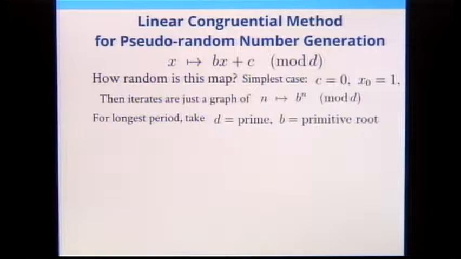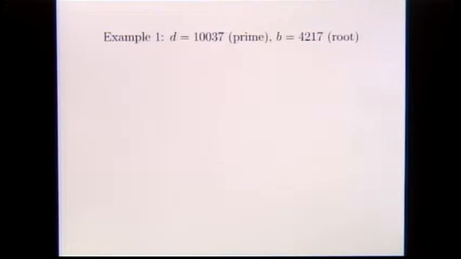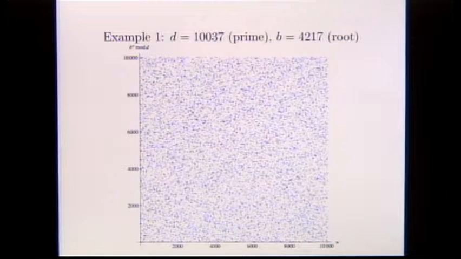Now there's some number theory that interferes, so let's take d to be a prime and b to be a generator. Then we get all the non-zero numbers from 1 to d in some permutation. And the question is, how random is this set? Let's have a look. If there are some grad students, maybe you'll verify on your smartphone that 10,037 is indeed a prime number, and that 4217 generates the multiplicative group mod d. And here's the graph. Again, I'm graphing n versus b to the n mod d.